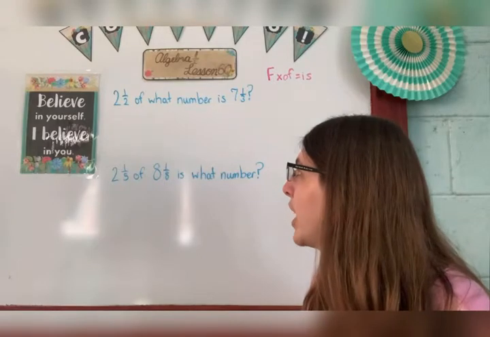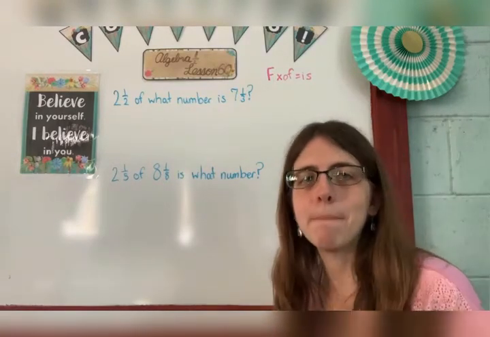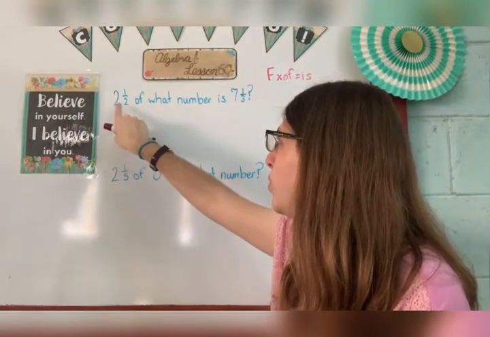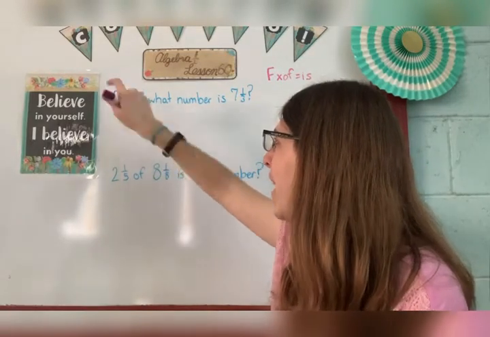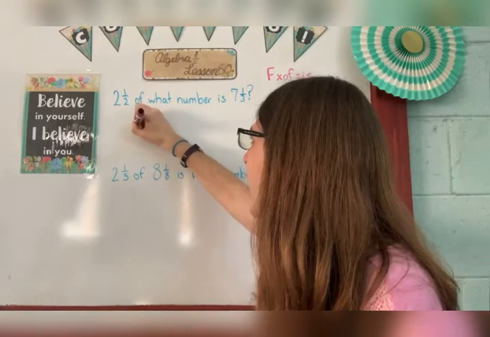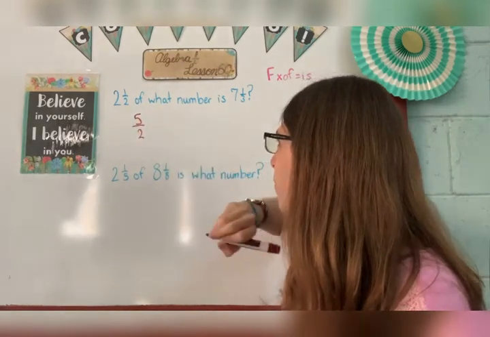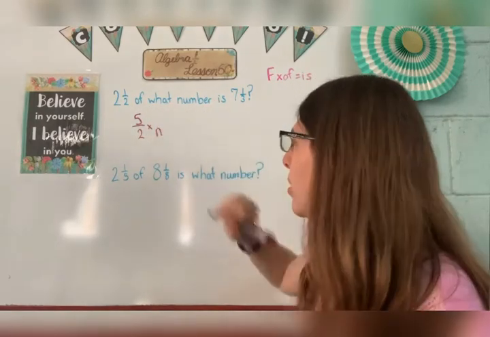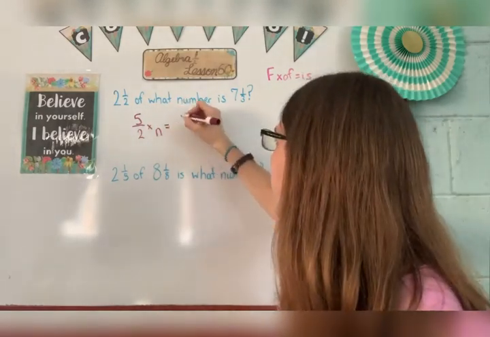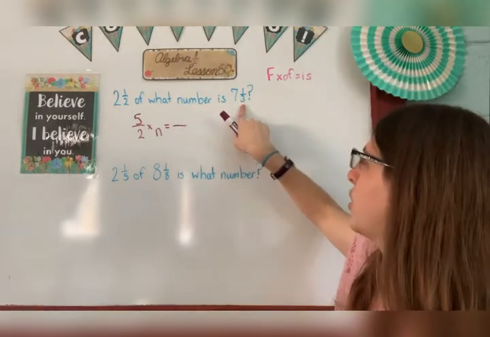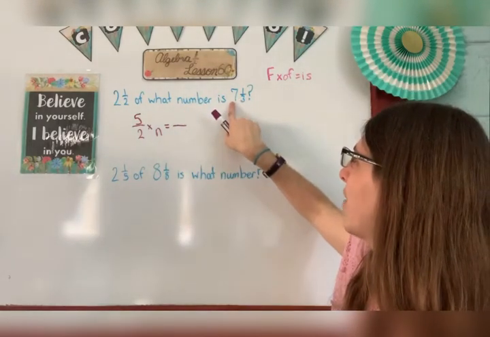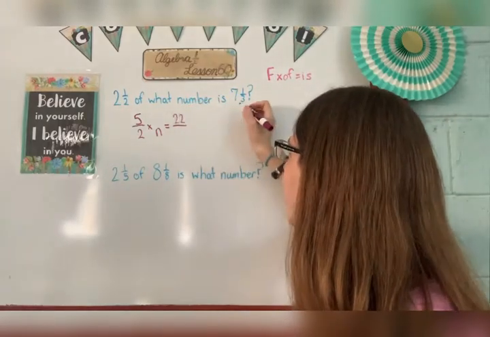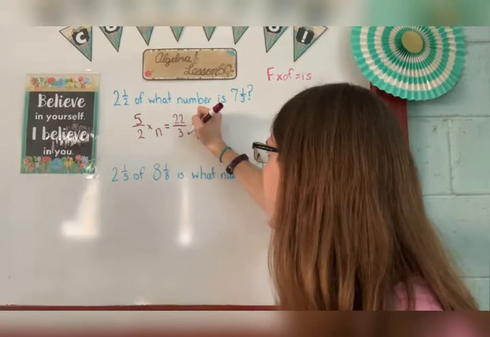So I am changing 2 1/2 into an improper fraction. To do that, I multiply my denominator by my whole number. 2 times 2 is 4. And I add that answer to my numerator so that I get 5/2. Now it says of what number, so that would be times n, the number I'm looking for, is or equals. Now I change this one into an improper fraction. 3 times 7 is 21. 21 plus 1 is 22. And my denominator stays as 3.